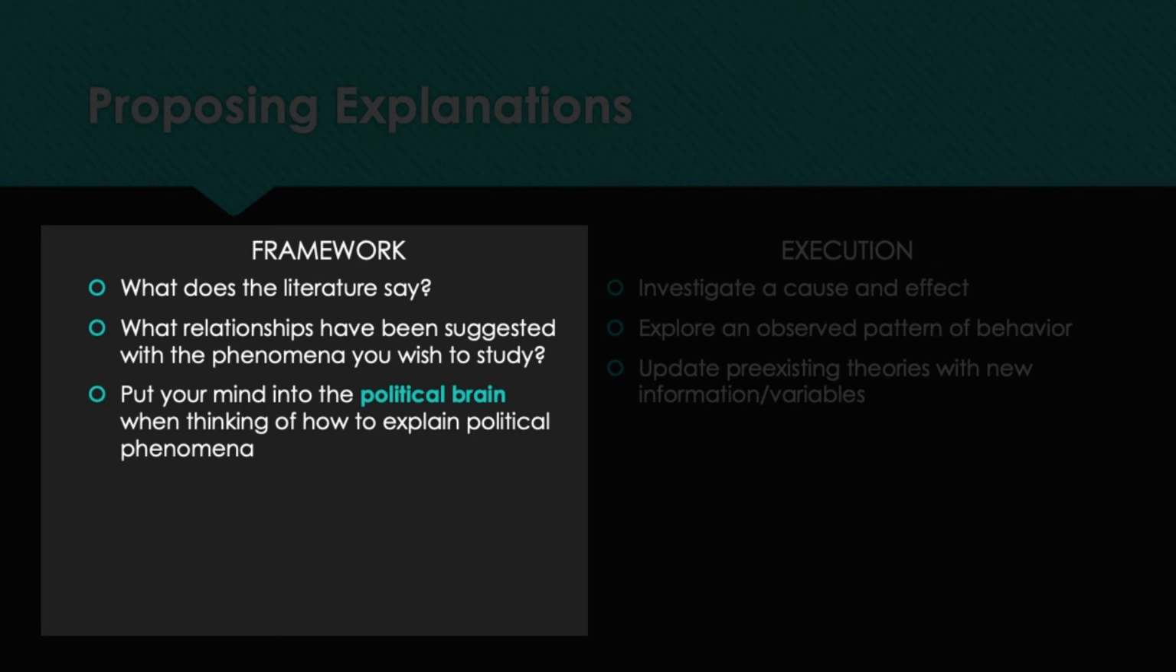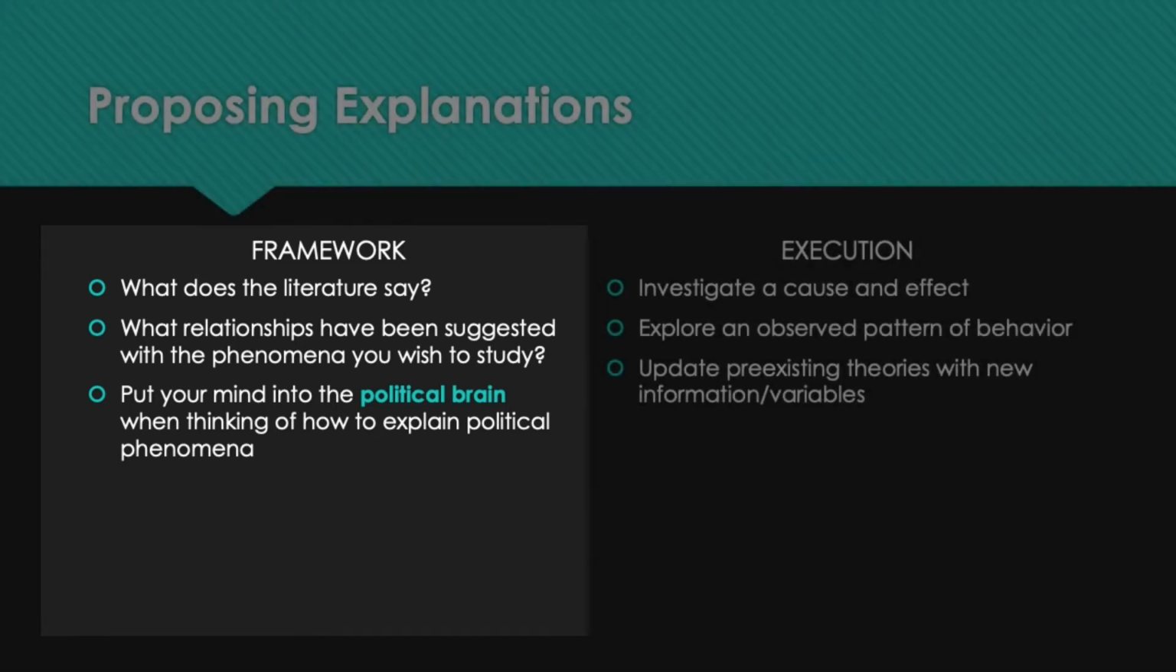The final step in formulating your explanations for your research paper is to start thinking like a social scientist. Put your mind in what I call the political brain when you're trying to explain your research question. What have you learned so far about political decision making in your courses here at UWL? Things that might explain why some states have a very strict response to COVID and why others don't. What do you already know about political science that can help you explain your research topic?